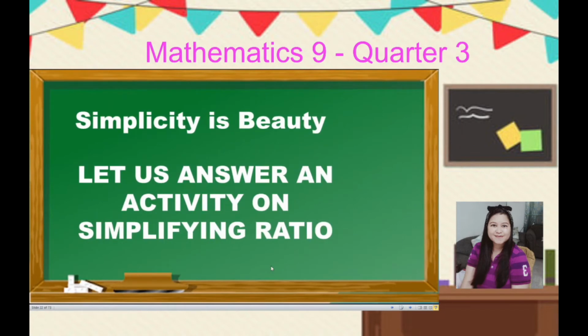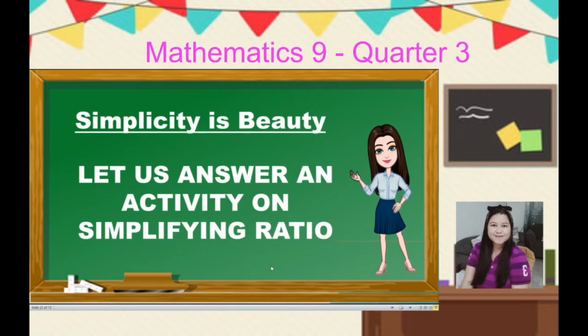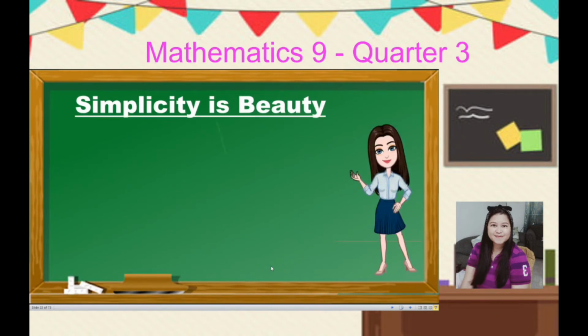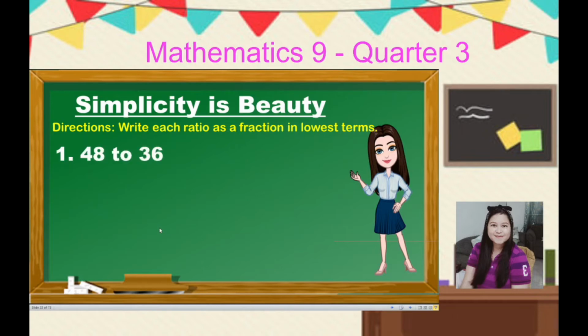Okay. So, let us have activity on simplifying ratio. So, how are we going to simplify these ratios given? So, let us have the directions. It is written that you need to write each ratio as a fraction in lowest term. So the first given is 48:36. As you can see, it is not written in fraction form. But then you can write it in fraction form and then think of the GCF and divide the numerator and the denominator by its GCF.